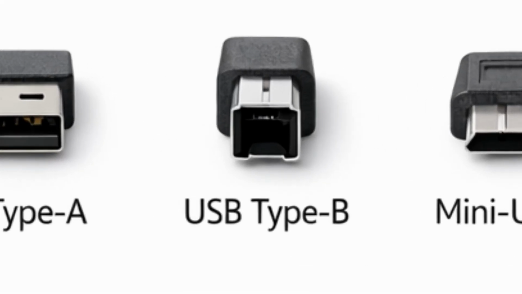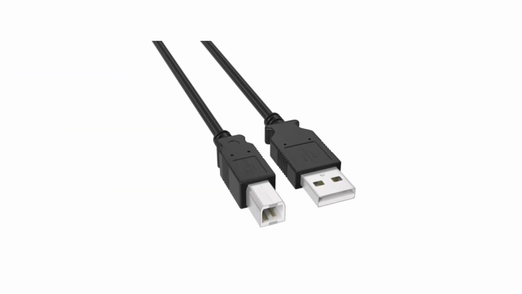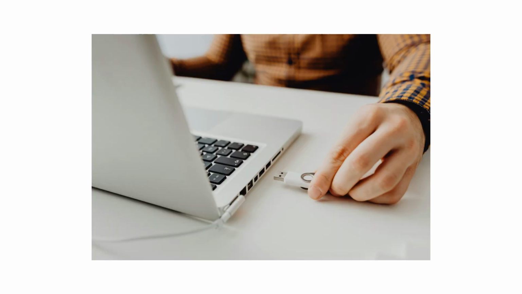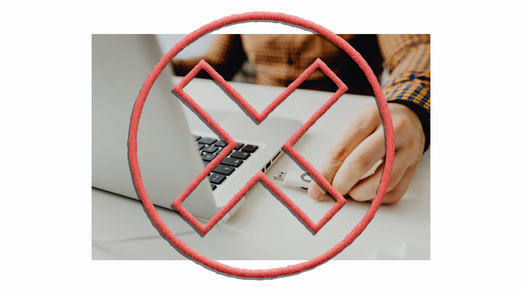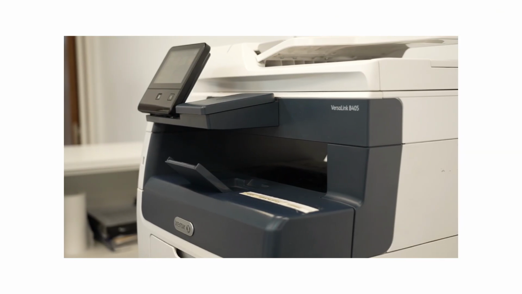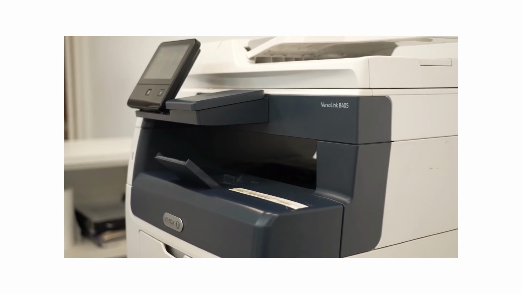USB Type-B. This connector has a more square shape with slightly beveled top corners. It was designed mainly for larger peripheral devices, such as printers, scanners, and external hard drives. Instead of connecting directly to computers like Type-A usually does, Type-B is commonly found on the device side of a cable. The goal was to create a sturdy connection that could remain plugged into equipment that rarely moves.